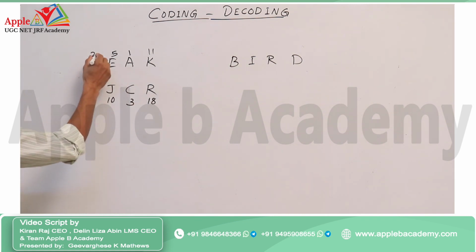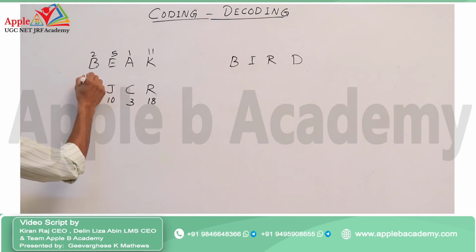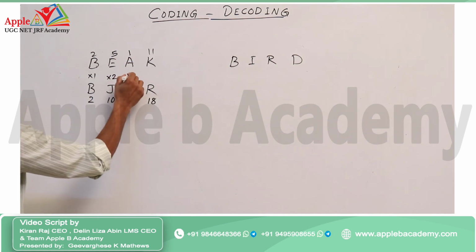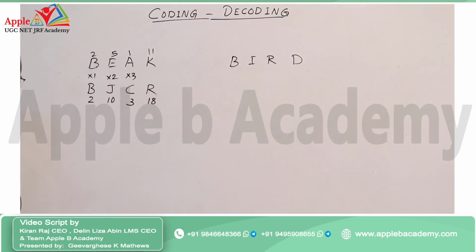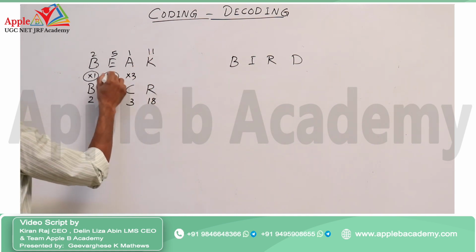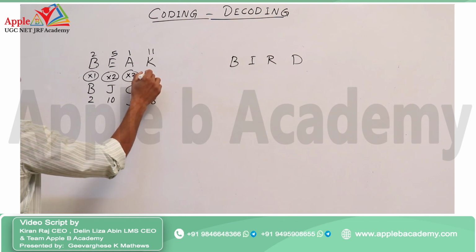So what I see here, 2 and 2. 2 into 1 is 2. 5 into 2 is 10. 1 into 3 is 3. Okay, so we are getting it. Now 11 into 4. So into 1, into 2, into 3. 11 into 4 is 44.